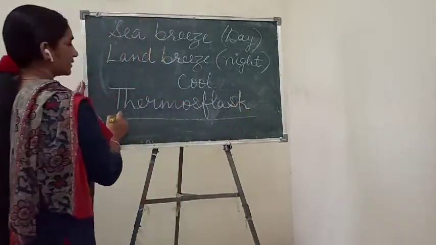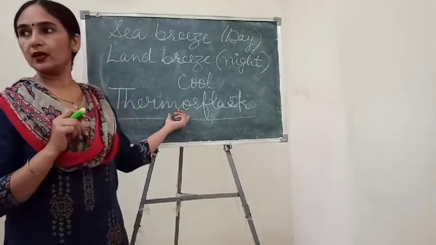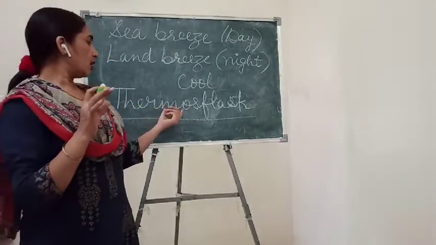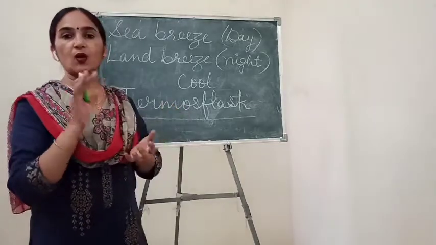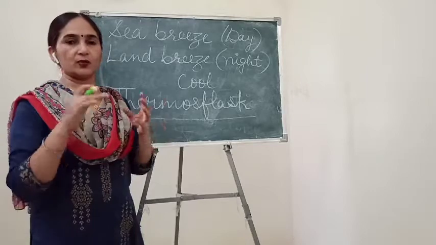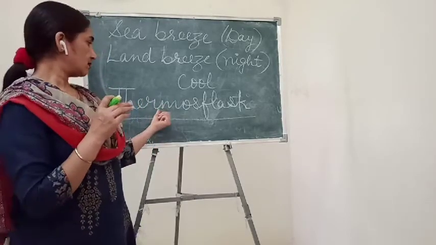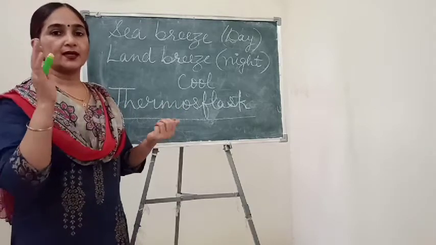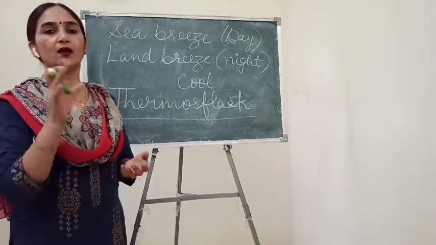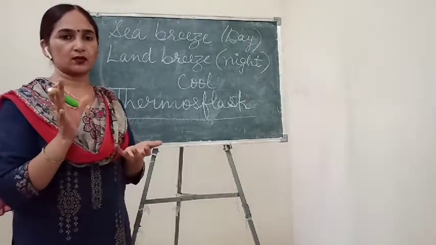Thermos flask. It is a very common thing you all are using. It is an instrument which is used to keep hot things hot and cold things cold. You must be using water bottles also. Some of the water bottles are thermos flasks, and some we use to keep our hot things hot.